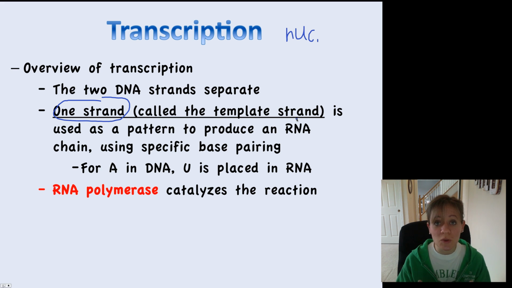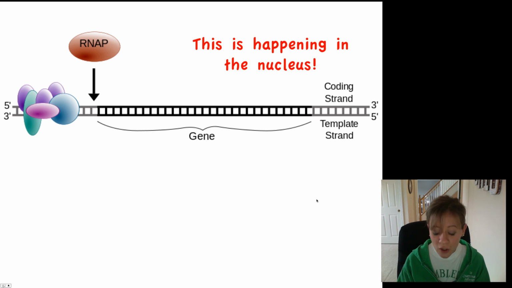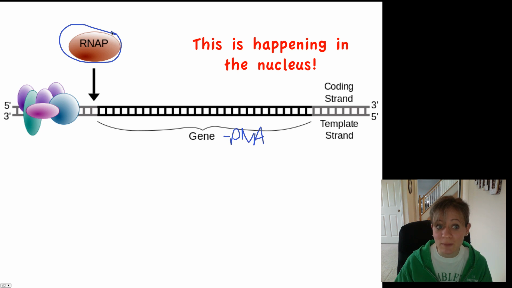And so this is going to be used as the template or the pattern to make that RNA chain, which uses that base pairing. So A always pairs with U and G always pairs with C. And the enzyme you have to know that makes that reaction happen is called RNA polymerase. So here's a very quick look at transcription. What we're looking at here, this is the gene. So this is the DNA. And this RNAP, this is RNA polymerase. So RNA polymerase is going to just sort of open up the DNA and it's going to read it and make an RNA molecule out of it.